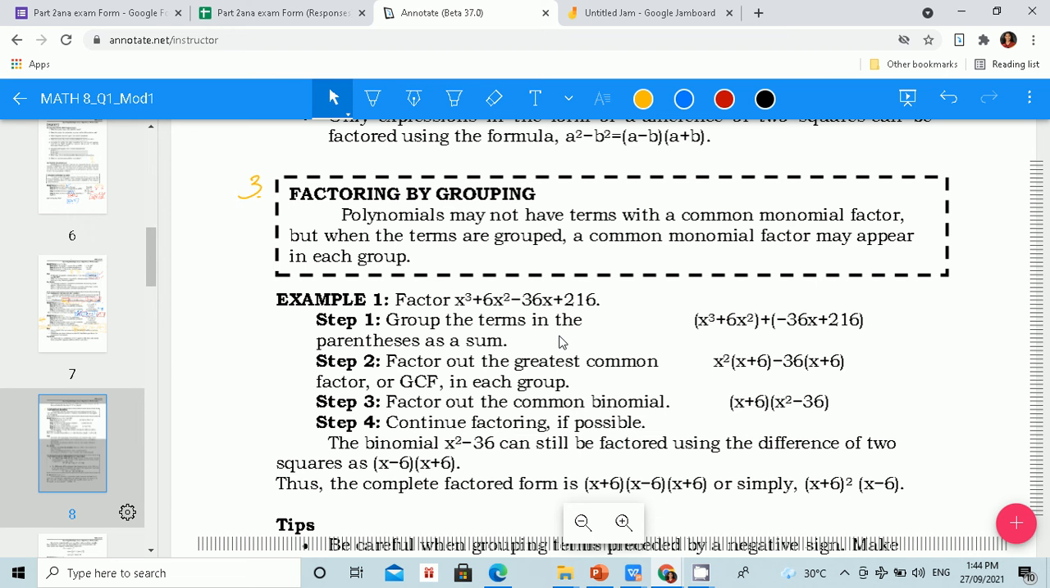Okay, how are we going to solve this? Polynomials may not have terms with a common monomial factor. Okay. Is 216 divisible by 6? Can we divide? Calculator na ko, wait sa class.